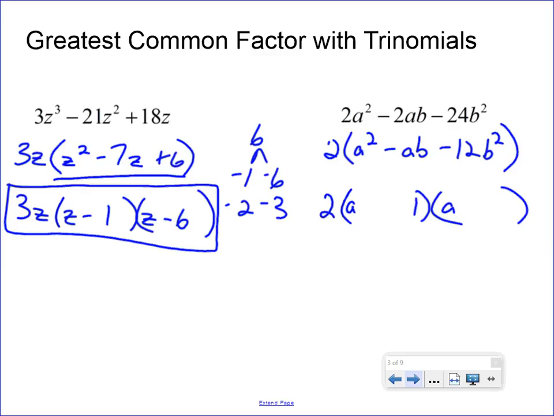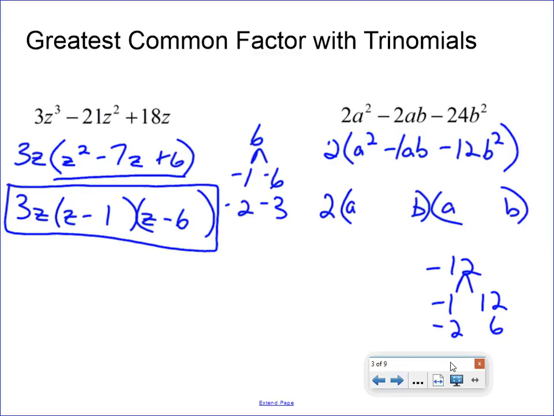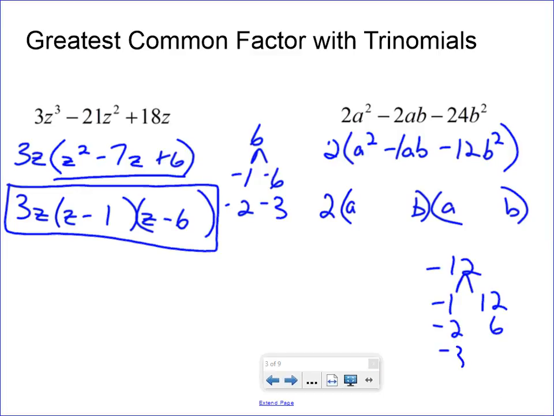And now how did we get a 12b squared? Well, I know I have to have a b and a b with it. Now I'm thinking of how did I get a negative 12? Those two things have to add up to a negative 1 in the middle. So what two things? Well, a negative 1 and a positive 12. I could have a negative 2 and a positive 6. I could have a negative 3, a positive 4.